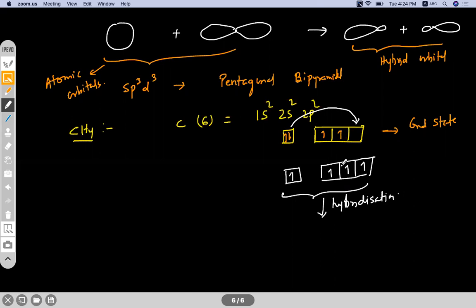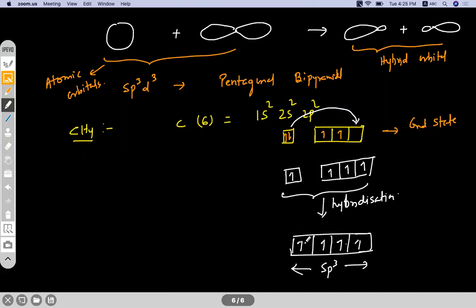Before it makes a bond with hydrogen, these 4 orbitals, 1s and 3p, go under hybridization. All these 4 atomic orbitals mix together and form a new set of orbitals. How many orbitals do we get here? Four, yes, because 4 atomic orbitals combine. So we get 4 hybrid orbitals. Each hybrid orbital has 1 electron, because here also we had 1 electron each. So these are sp3 hybridized orbitals.